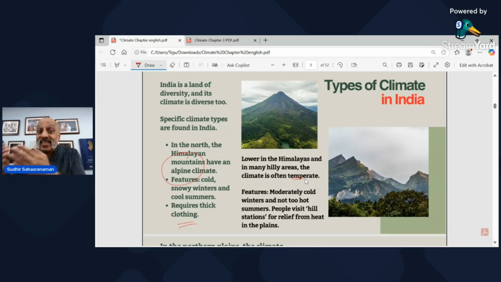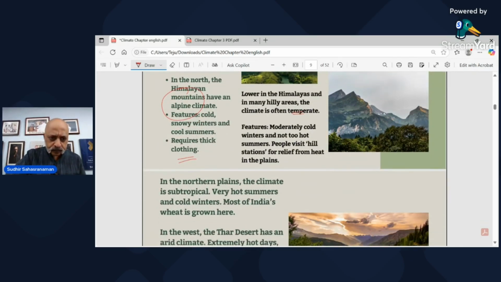People visit these kinds of hill stations for relief from the heat in the plains. During the summers, you will find Nainital, Mussoorie, Kullu Manali, etc. will be crowded, because everyone from the cities, Delhi, UP, Jaipur, etc., would all go to the hills in order to feel better.